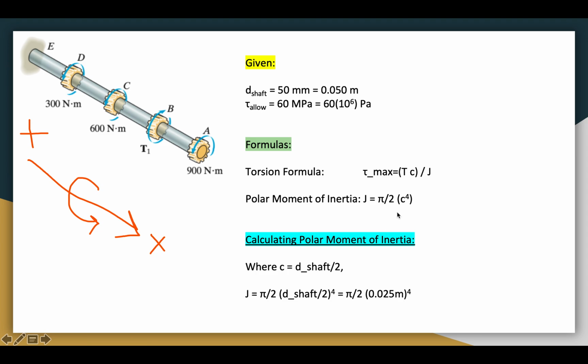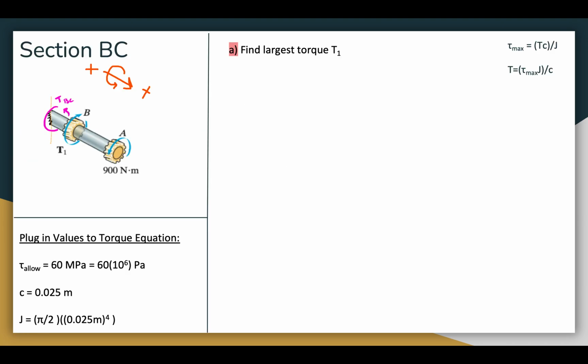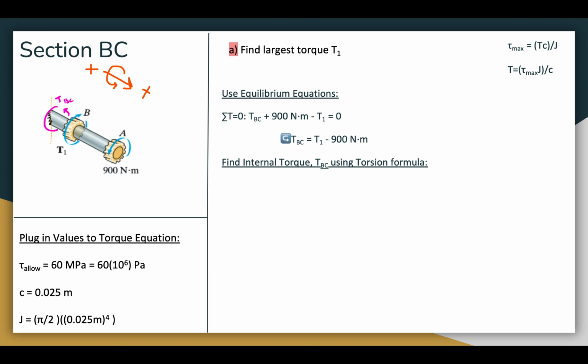We have the torsion formula, which states that tau max is equal to the torque times the outermost radius over the moment of inertia. So let's find the torque in TBC. That would be a good place to start. When we do that, we get the sum of the torques equal to 0: TBC plus 900 minus T1 equals 0. So TBC equals T1 minus 900. That solves for the internal torque at TBC.